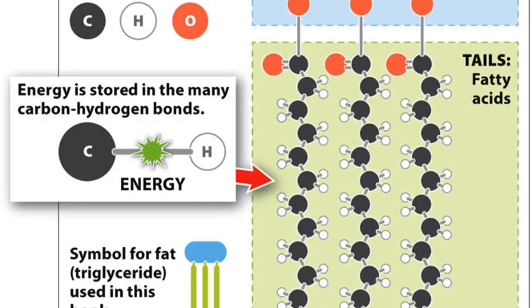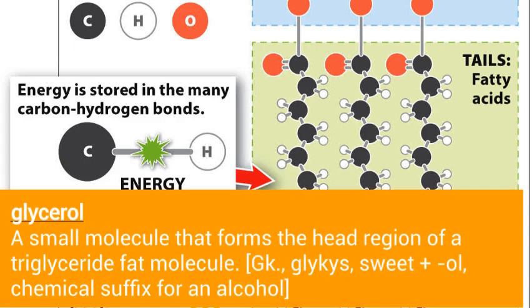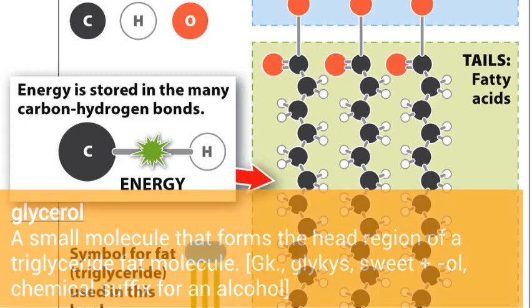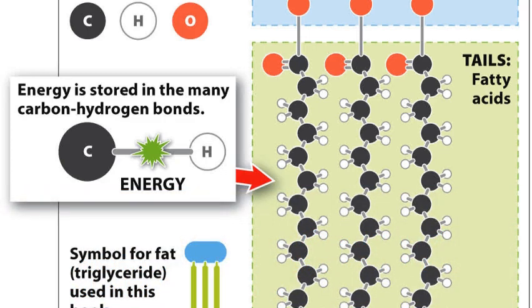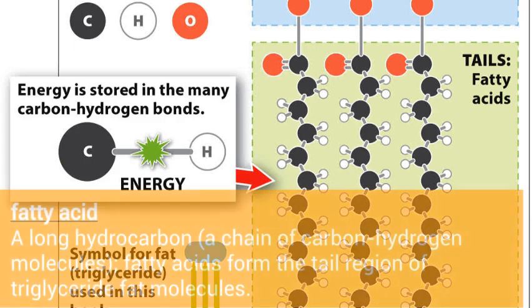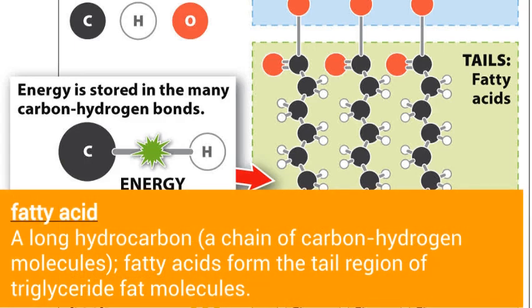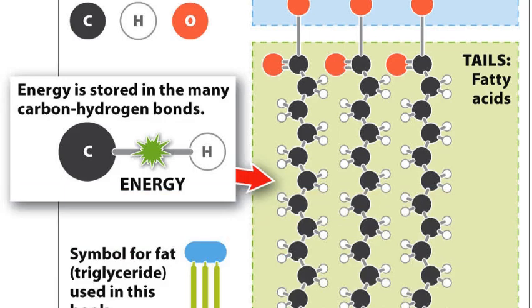All fats have two very distinct components. They have this head region, and then they have these 2 or 3 long tails. Now, the head region has an actual name, and it's basically a small molecule called glycerol. This glycerol is linked to that tail section, and the molecules in that tail section are known as fatty acids. A fatty acid is simply a long hydrocarbon chain. That means it's a chain of carbons, usually a dozen or more, and they're linked together with one or 2 hydrogen atoms attached to each carbon atom.